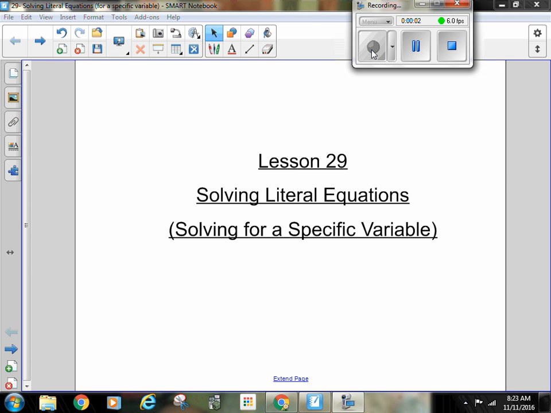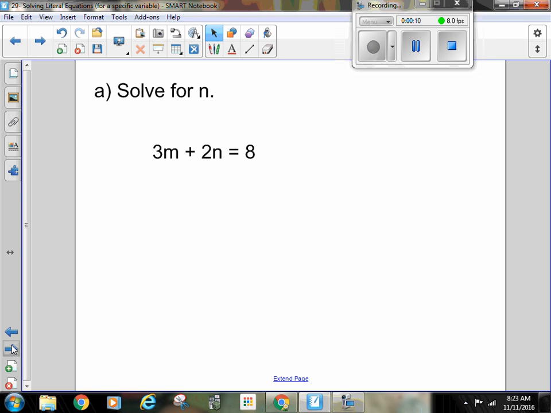Alright, ladies and gentlemen, lesson 29 today is on solving literal equations, which really just means you're solving for a specific variable. So there's multiple variables and you're solving for one of them. Okay, so here's your first example in A. Solve for n. So we want to just get our n term by itself.